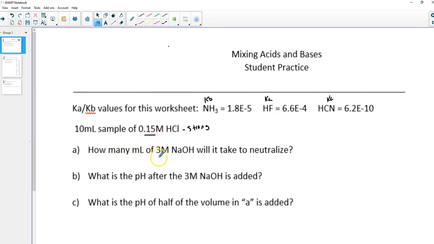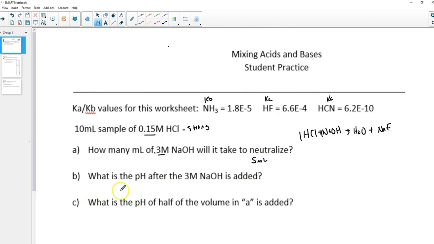It says how many milliliters of 3 molar NaOH will it take to neutralize. All right, so the reaction's running like this, and we've already done some of these: HCl plus NaOH yields H2O plus NaCl, okay? So it's a 1-to-1 ratio is really what we're trying to get out of this. And that makes it proportional. Okay, so I have a 3 molar, and this is going to be a 0.3 molar, which is twice as concentrated as the NaOH. And the fact that it's twice as concentrated means I need half as much, so the answer is going to be 5 milliliters.